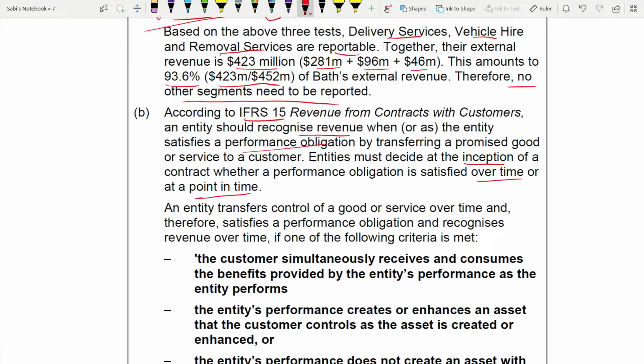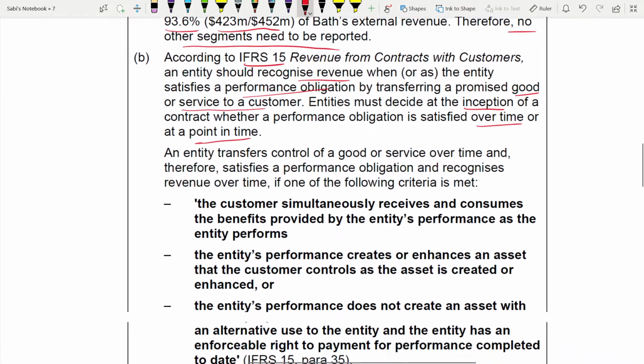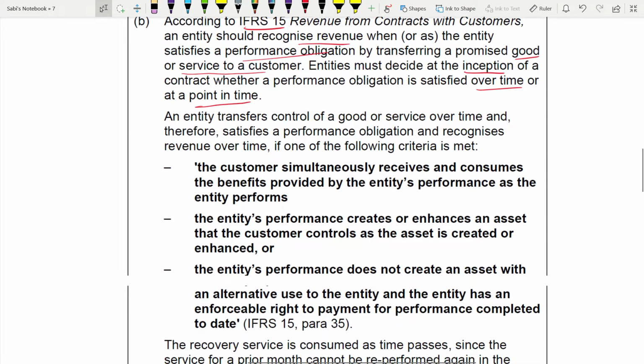By transferring a promised good or service to the customer, you promise it, right? Then you satisfy the performance obligation. It could be over a period of time or at a point in time. For over a period of time there are some criteria that need to be met. At a point in time it's easy: you give a good to the customer, control goes to the customer, recognize the revenue. But over a period of time it's a little bit tricky.